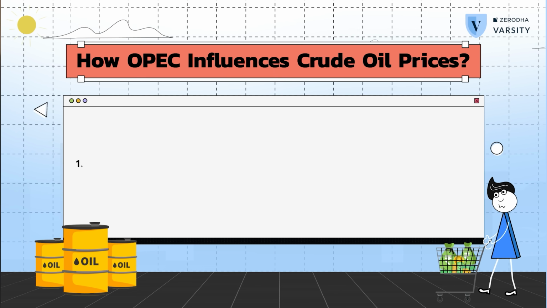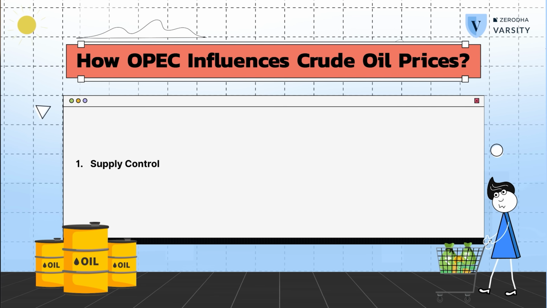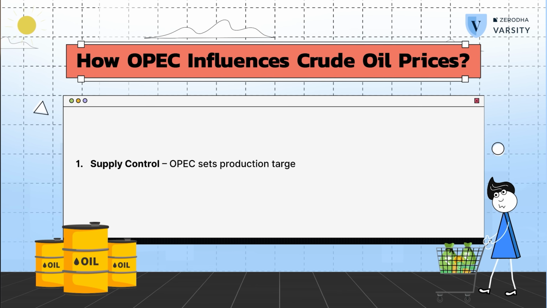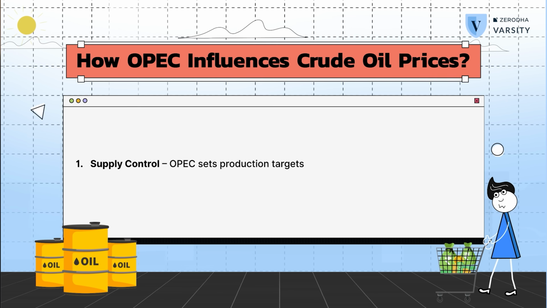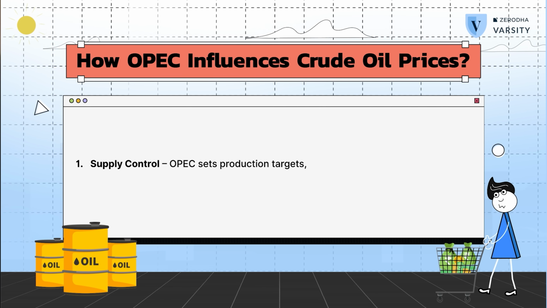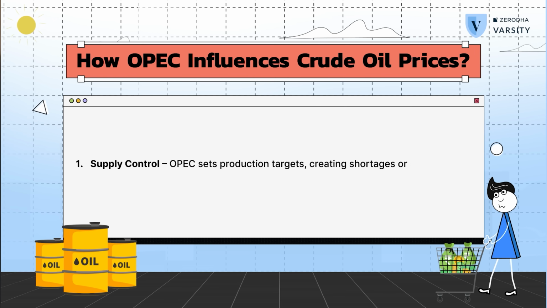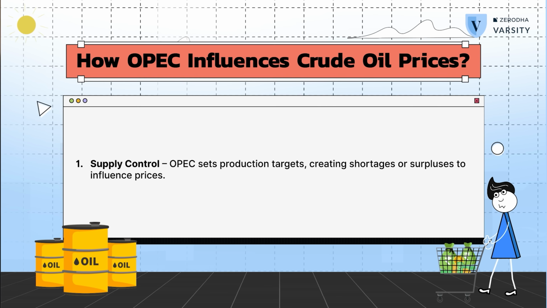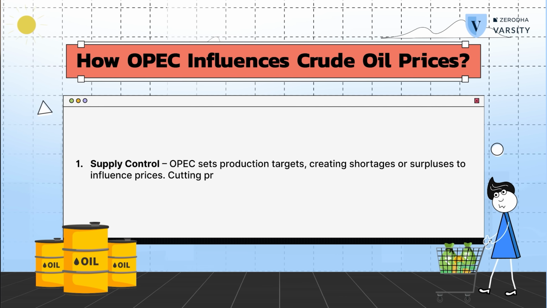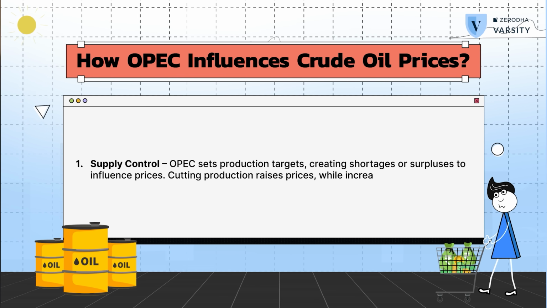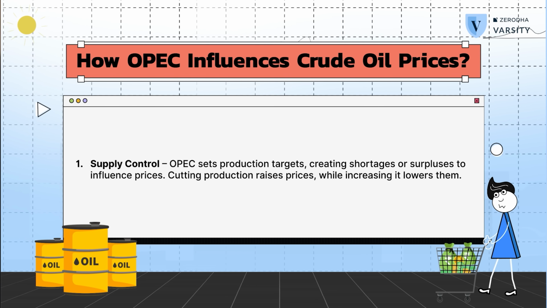Number 1, production quotas and supply controls. OPEC sets production targets for its member countries, which directly affects the global supply of crude oil. By increasing or decreasing production, OPEC can create shortages or surpluses, influencing the oil price accordingly. For example, cutting production typically raises prices due to reduced supply, while increasing production can lower prices.